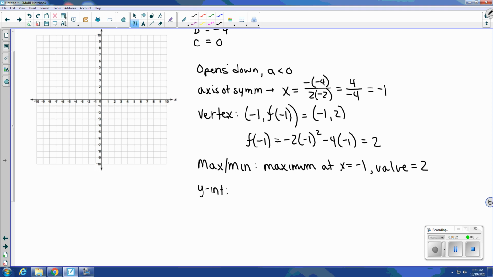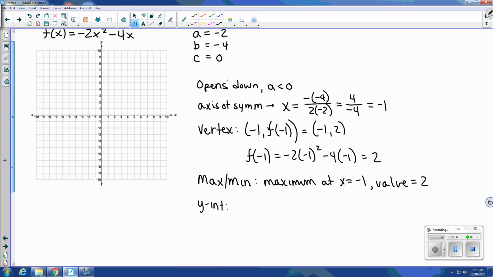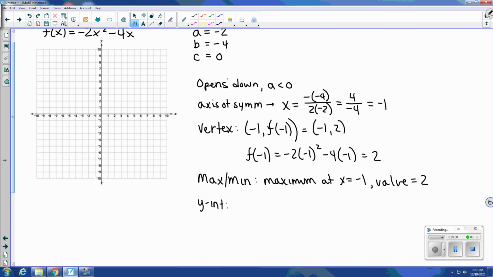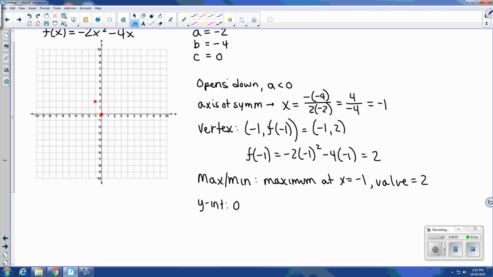Let's look at y-intercept. Y-intercept is when the x coordinate is 0. If I plug in 0 to that equation, it all goes away. And again, as we discussed in class, it's equal to whatever the c value is to make life easy. So my y-intercept is 0. Let's plot this information. Y-intercept at 0. We have a vertex at negative 1, 2. Our axis of symmetry should pass through that vertex.